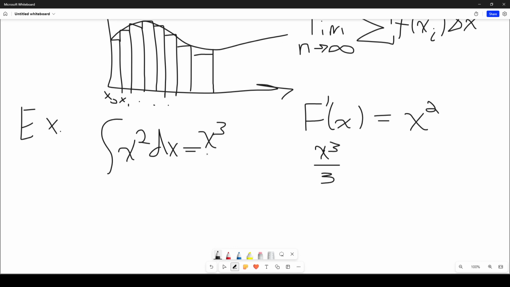And you can see if you take the derivative of that, you get 3 outside times x squared, and that cancels out with the 3 in the denominator. But hopefully you remember that we should be adding a plus C to the end of our indefinite integrals. Why do we do this? Because if you take the derivative, any constant term goes to 0.